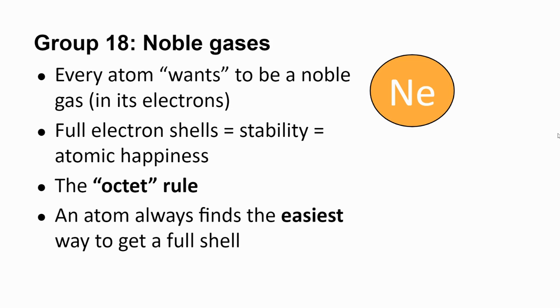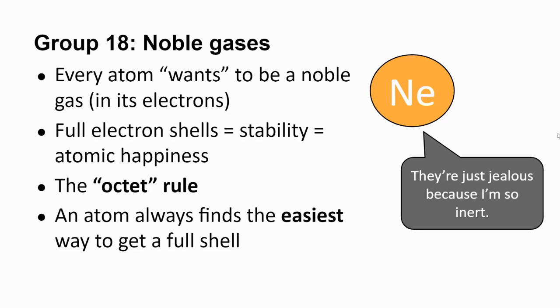So an atom will always, quote unquote, find the easiest way to get a full shell. Obviously, they don't want anything, but it makes it easier for us to understand. So neon is a great example. It is inert, it does not react, it has a full outer shell.